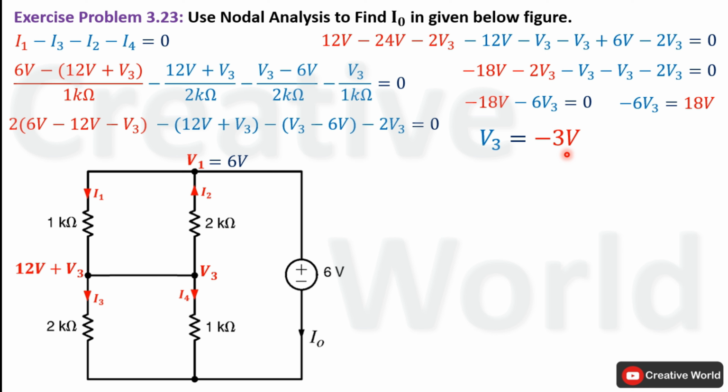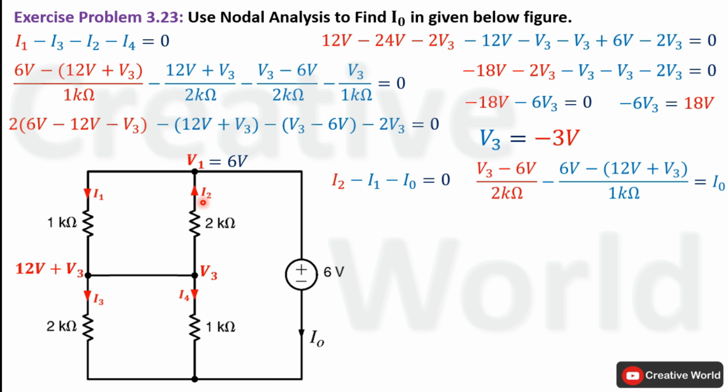After calculating the value of voltage V3, we are able to calculate current I0. For that purpose, we will apply Kirchoff's current law on this node. On this node, only one current is entering, I2, while two currents are leaving, I1 and I0. Now we have to find the value of current I0, so we will place it on the other hand side of equal and replace current I1 and I2 with their respective equations. Current I2 is equal to V3 minus 6 volt divided by 2 kilo ohm, while current I1 is equal to 6 volt minus into 12 volt plus V3 divided by 1 kilo ohm.